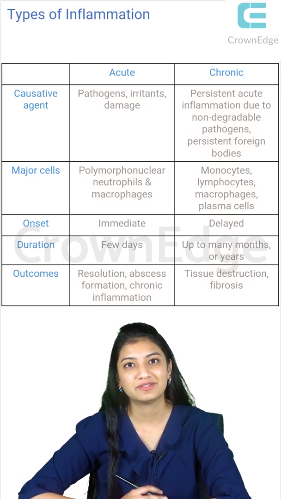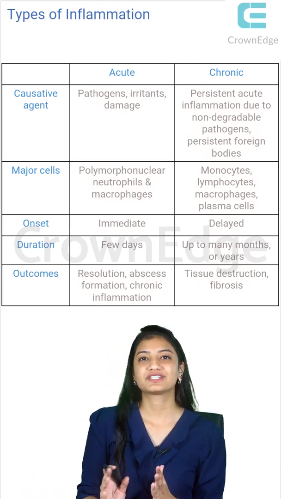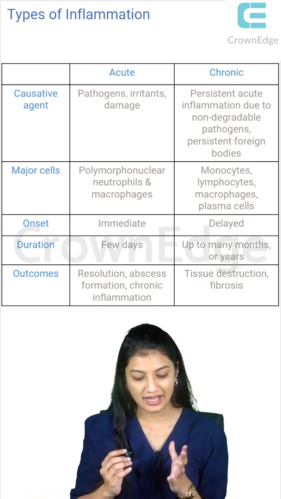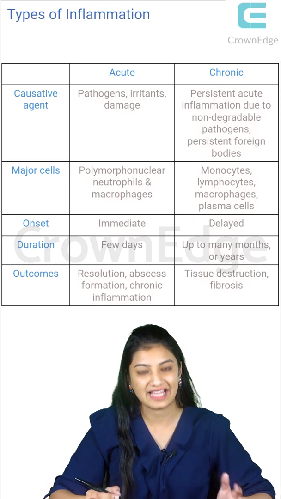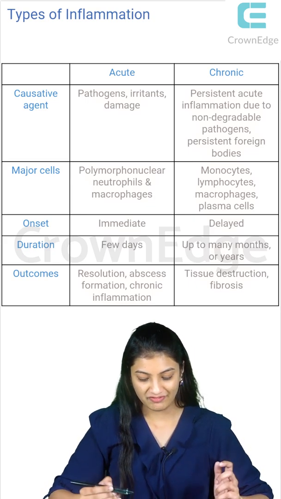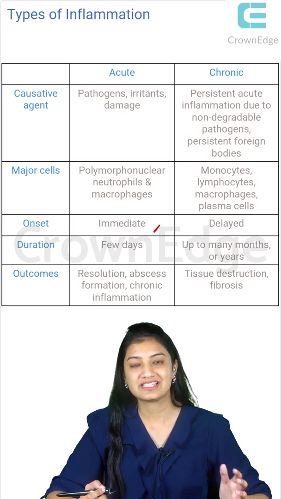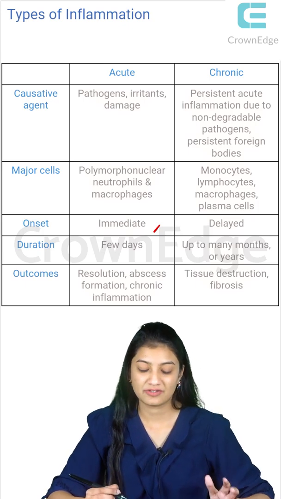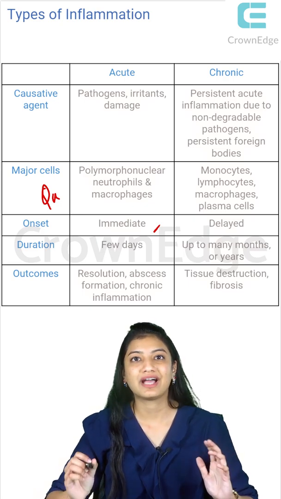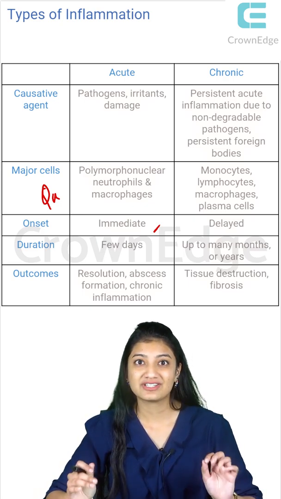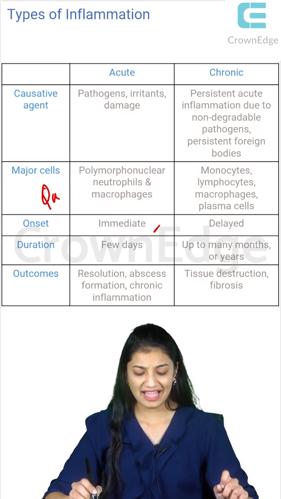Now let us discuss types of inflammation. Basically, there are 2 types of inflammation, acute and chronic, which is determined based on the duration. In acute inflammation, the causative agents are pathogens, irritants, and whatever damage is there. The duration is very short, a few days, and the onset is almost always immediate. The most common question that is going to be asked is, what are the major cells found in acute inflammation? The most common major cells seen in acute inflammation are polymorphonuclear neutrophils and macrophages.